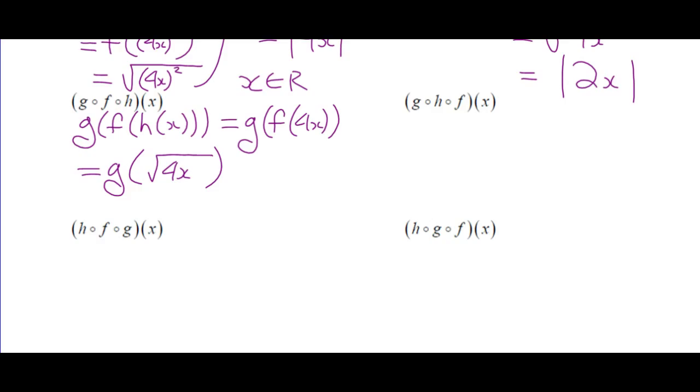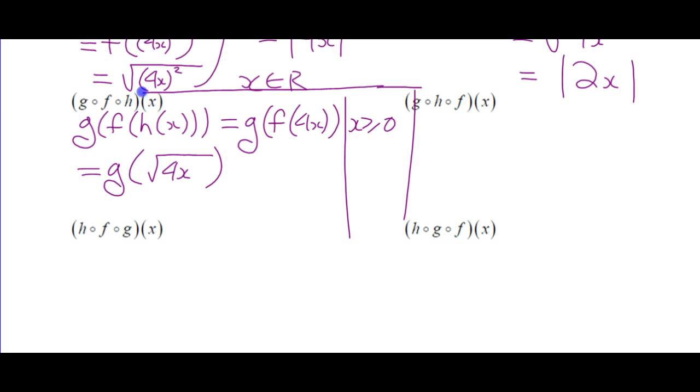So f of x says take the input, which is 4x, and take its square root. So now we can start thinking, hey, there's a restriction, right? What's x got to be? Because you're going to multiply it by 4, that's cool, but then you're going to throw it into a square root function, so x has to be greater than or equal to 0.